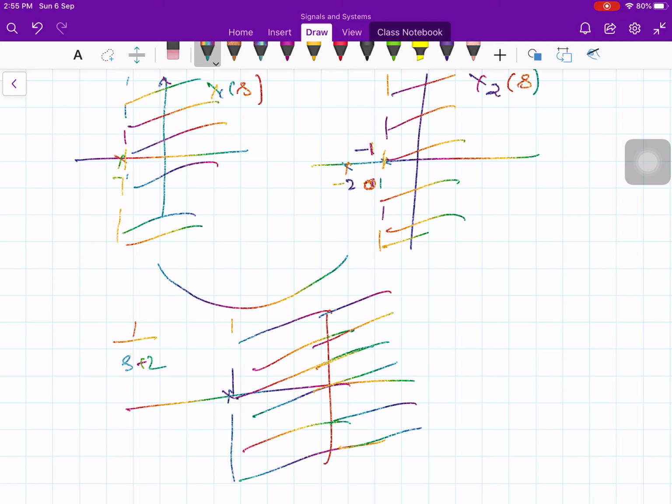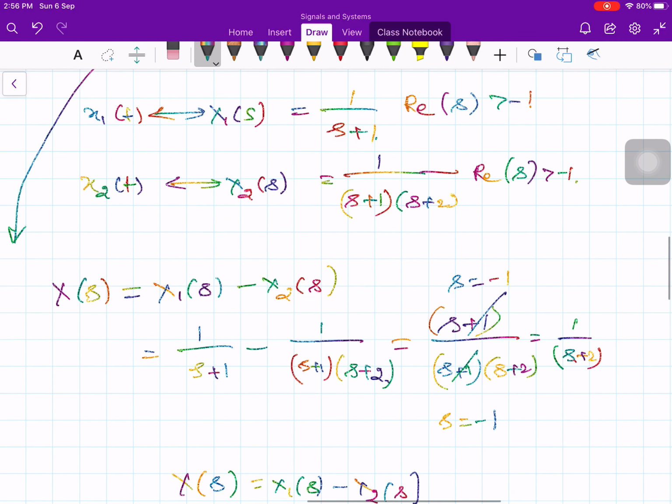Okay, the first one is x1 of s, this is x2 of s, pole zero plot. Then this one is x1 of s minus x2 of s. Okay, so the ROC for x1 of s minus x2 of s includes the intersection of R1 and R2, which can then be extended to be bounded by the pole at s equals minus 2. Okay, so the intersection of the ROCs for x1 of s and x2 of s, both are greater than minus 1 and greater than minus 1.